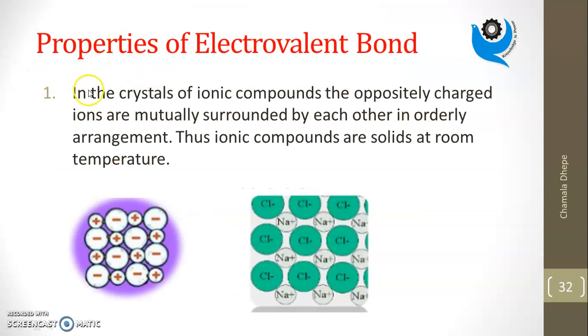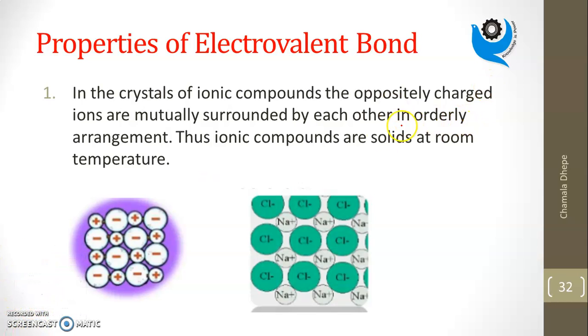The first property of electrovalent compounds or electrovalent bond is that in the crystals of an ionic compound, the oppositely charged ions are mutually surrounded by each other in an orderly arrangement. Thus, ionic compounds are solid at room temperature. So remember, ionic compounds or electrovalent compounds are solid at room temperature.